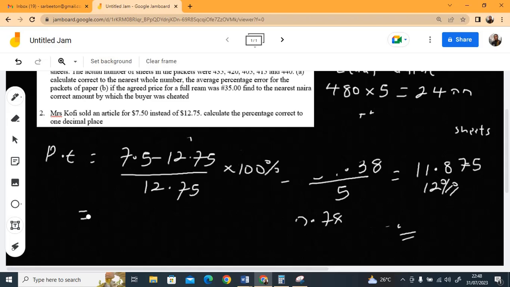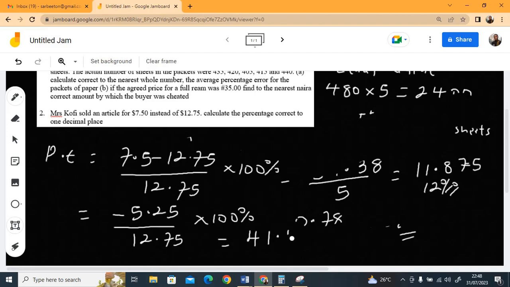So you can do this. We have 7.5 minus 12.75. That is minus 5.25. And I told you to ignore the minus, because what you asked to find is just the percentage error. So there's no need of writing minus, because either you move up or you go down. So that would be 5.25 divided by 12.75 times 100. That is 41.18%.